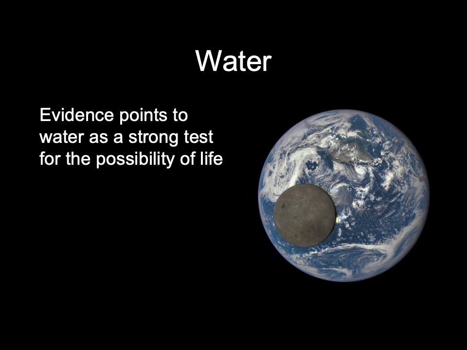Another thing that seems to be crucial for life as we know it is water. Evidence points to water as a strong test then for a possibility of life. Can we look for water elsewhere in the universe? And we do see water molecules commonly out in interstellar clouds. But as you've noticed as we've traveled through the solar system, liquid water isn't common on the surfaces of worlds. The Earth is the only world in the solar system where liquid water is constant on the surface, even though we've seen evidence for water underneath the surface of some of the moons in our solar system.